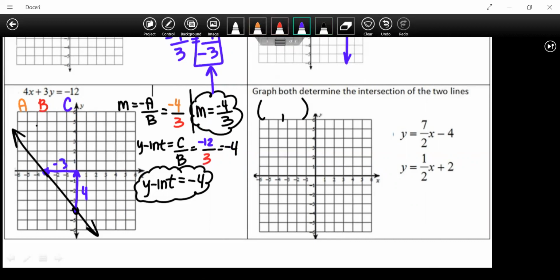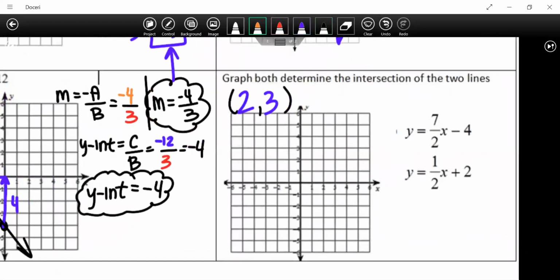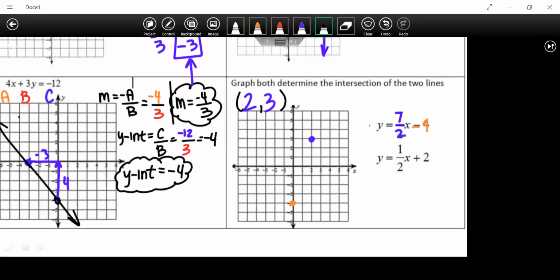The solution you guys should have got was 2, 3. Oh, good job. Okay, here we go. Looking at this one, graphing our points. I'm going to do these a little bit faster so we can move on. We're going to do negative 4, so I'm going to go down 4. And then I'm going to go up 7 over 2. So 1, 2, 3, 4, 5, 6, 7 over 2. Oh, look at that. It's on our point.